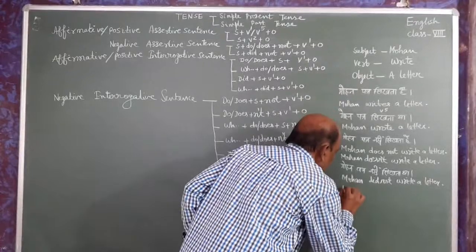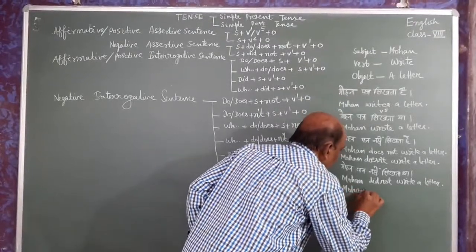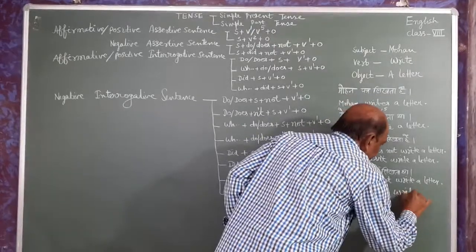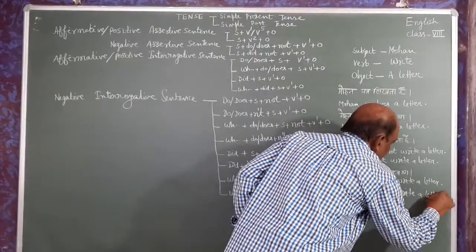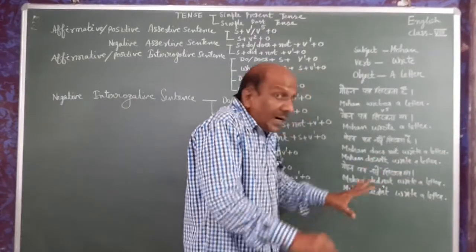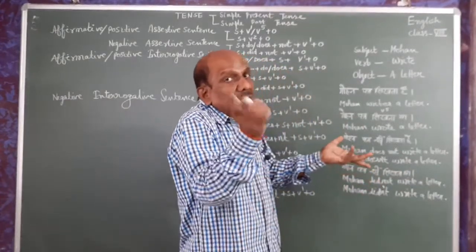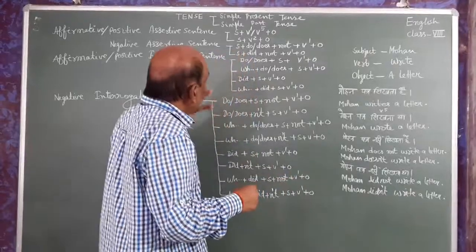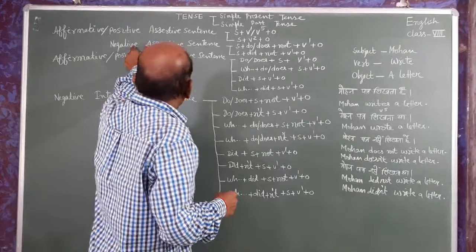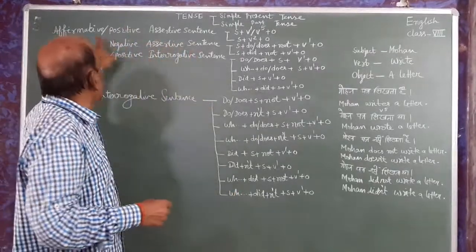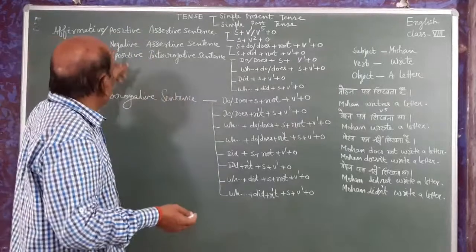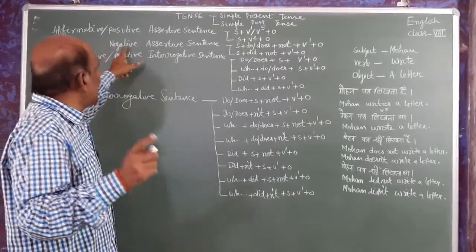And for the short form, Mohan didn't write a letter. Mohan did not write a letter. Mohan didn't write a letter. See the difference in pronunciation. So, we have completed affirmative and negative sentences. There are two names for affirmative: affirmative or positive. But we have a single name in negative.